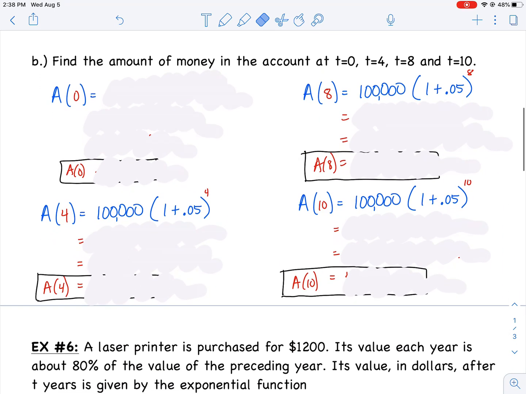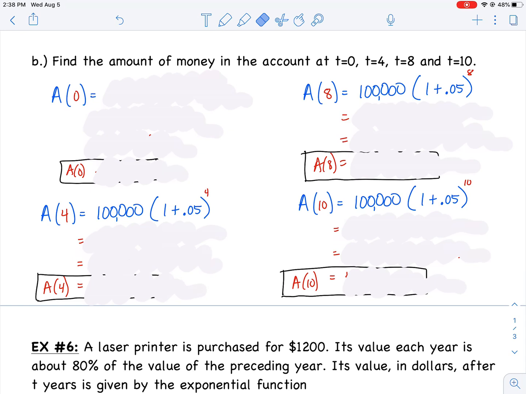Let's do a part B of this problem. Let's actually find out how much money we have in the account at a couple of different times. At T equals 0, so at the very beginning. At T equals 4, so after 4 years. T equals 8, and T equals 10. So at T equals 0, so we first put the money in this account. Well, doesn't it make sense that it should be the original amount of $100,000?